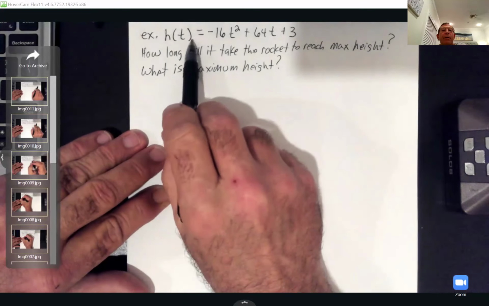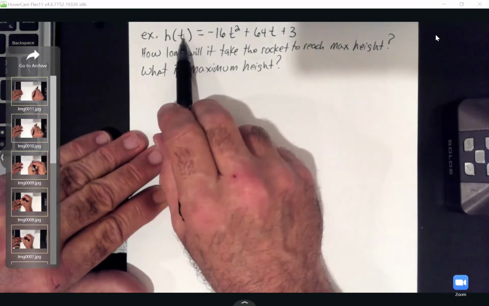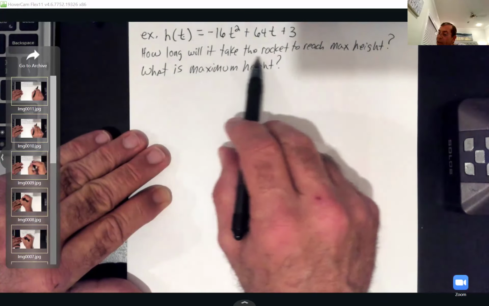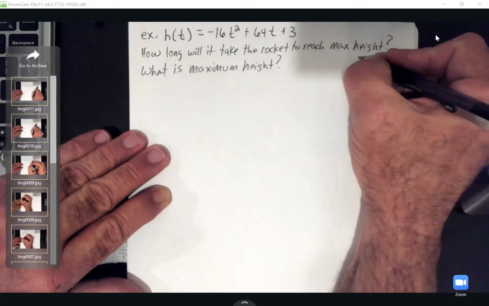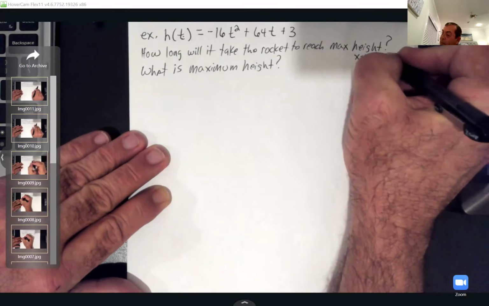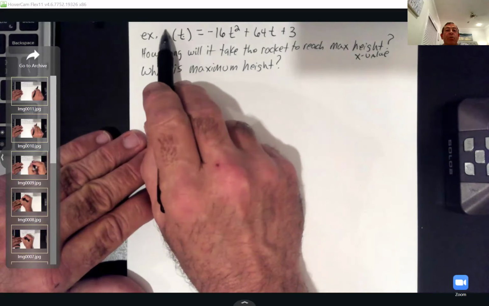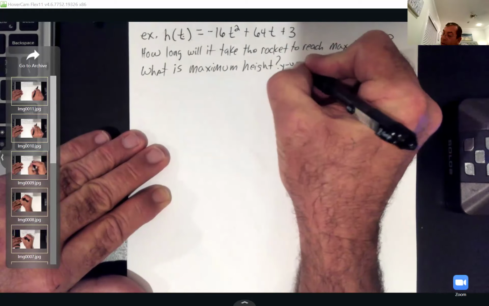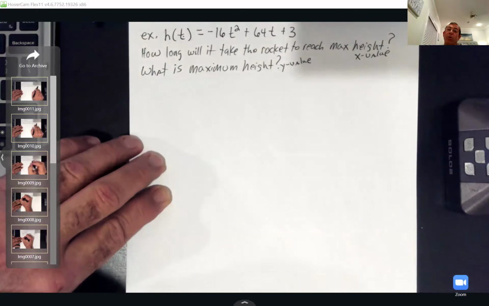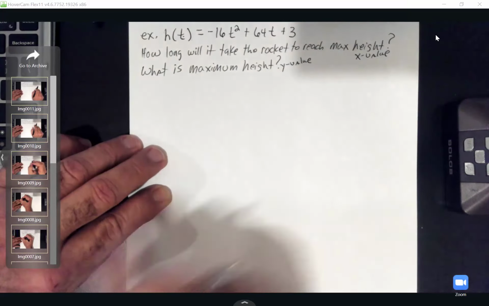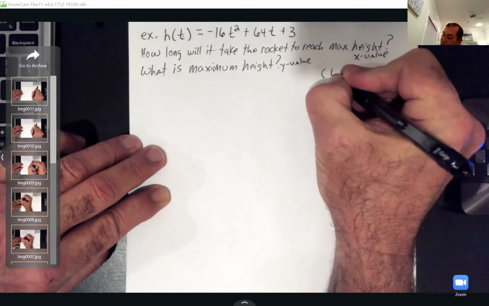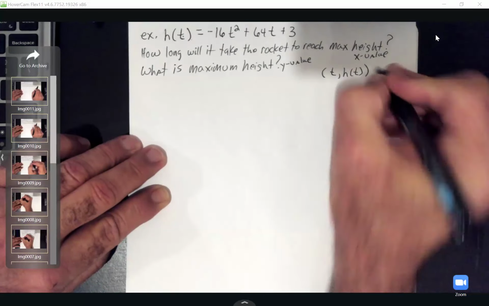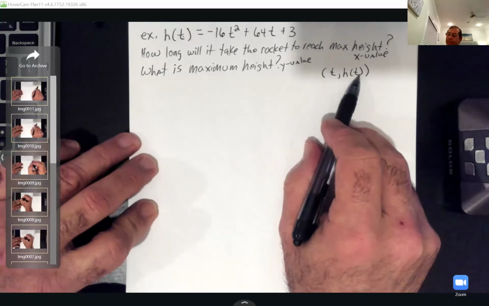Well, y'all look here. T is the variable here. That means the T is like the X variable. So when it asks me how long will it take, it's looking for time. That's going to equal my X value. And then the maximum height, which is what the formula's finding, that'll be like your Y value. And we're going to do our vertex. Okay. So this one would be like our T, which is our X value, and then our H of that T will give us the Y value.